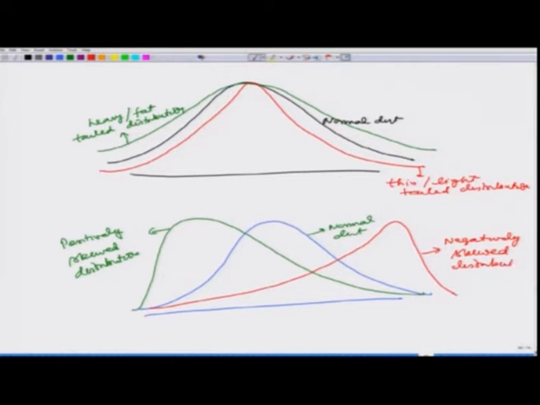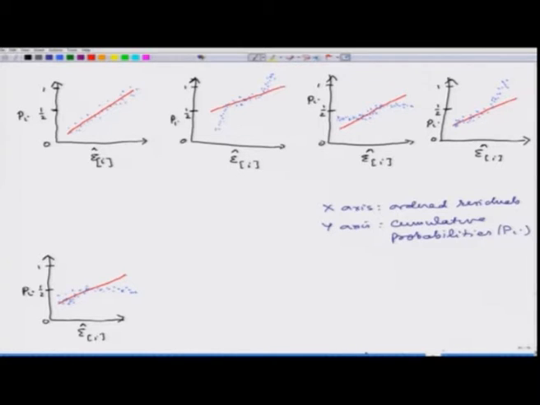So using the QQ plot, we can identify whether the observations are coming from a heavy tail distribution, light tail distribution, or normal distribution. And also we can find out whether the parent distribution is positively skewed, negatively skewed, or symmetric. So I have plotted here 5 figures, and I would like to explain how we are going to interpret these things.